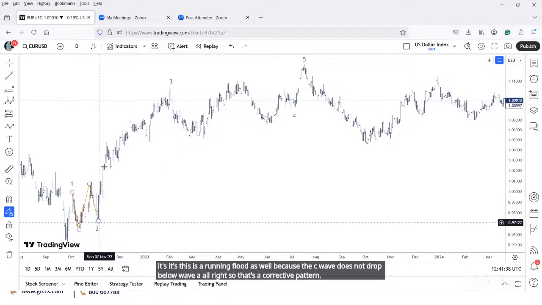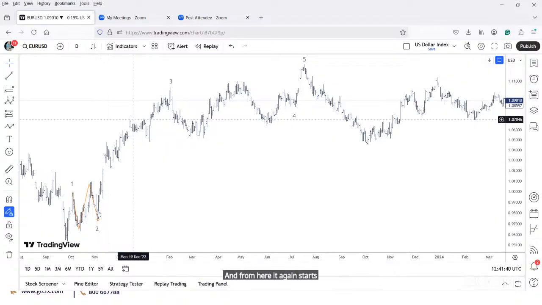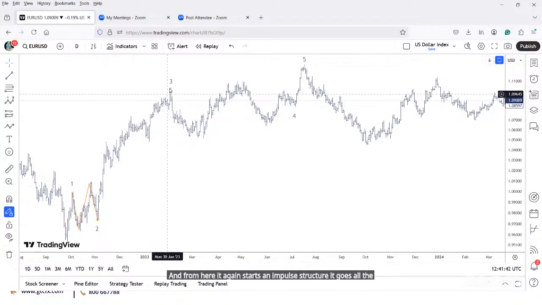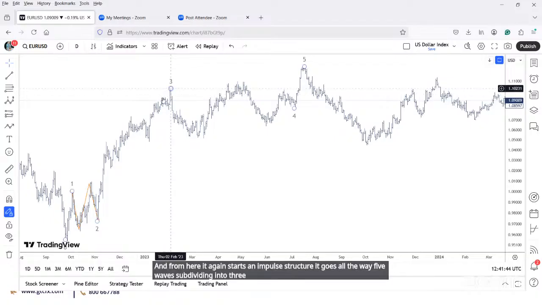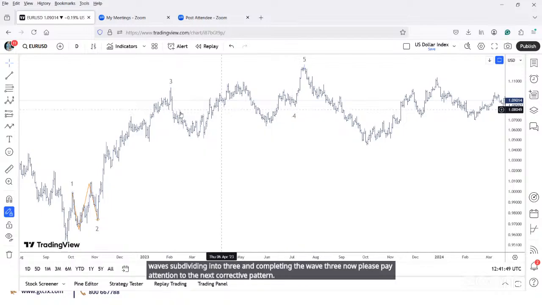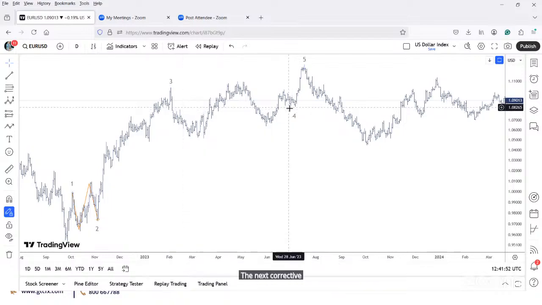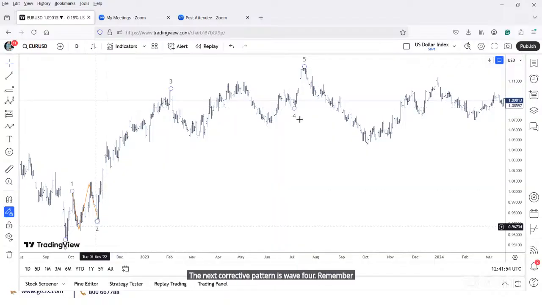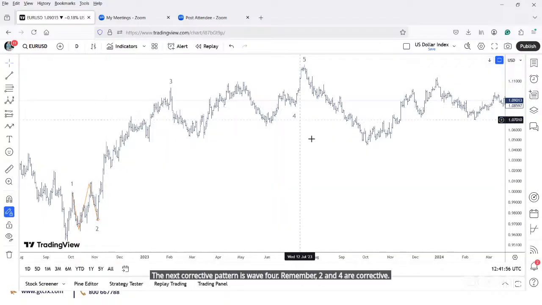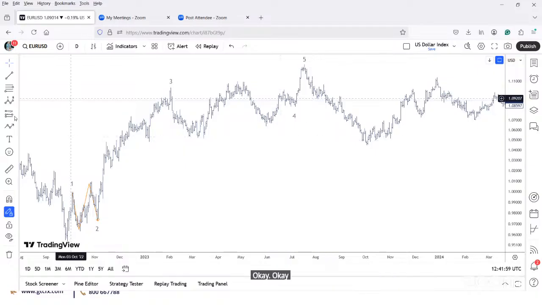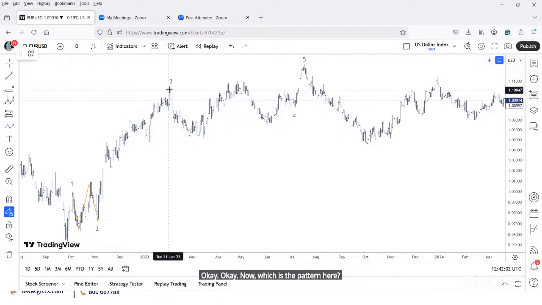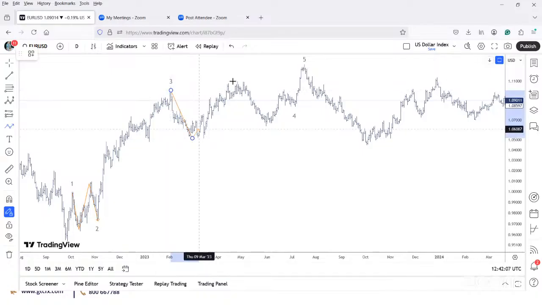And from here, it again starts an impulse structure. It goes all the way, five waves, subdividing into three and completing the wave three. Now, please pay attention to the next corrective pattern. The next corrective pattern is wave four. Remember, two and four are corrective. Okay. Now, which is the pattern here? It is an expanded triangle. A, B, C, D, and E.